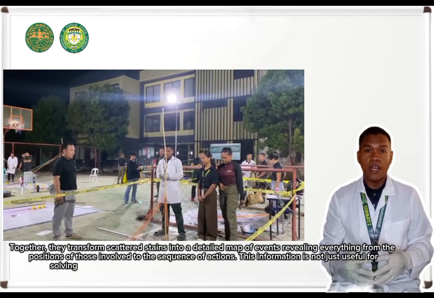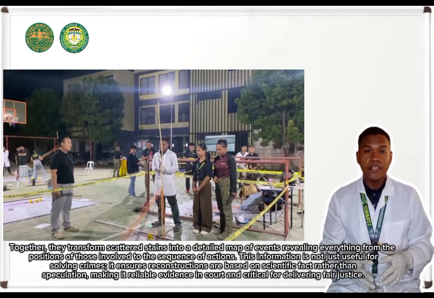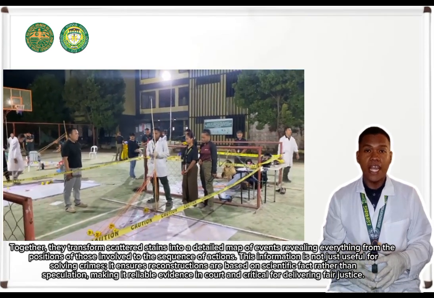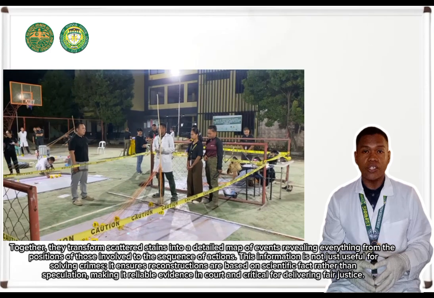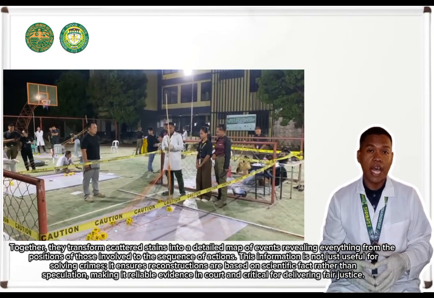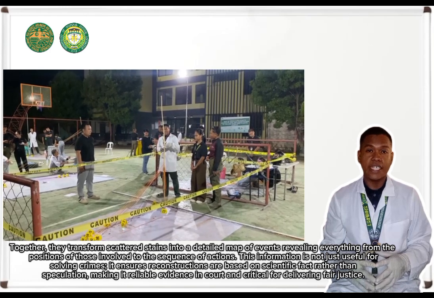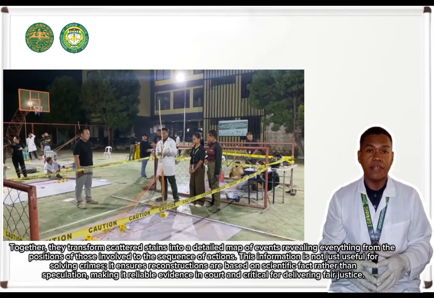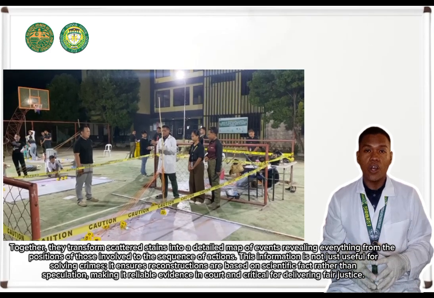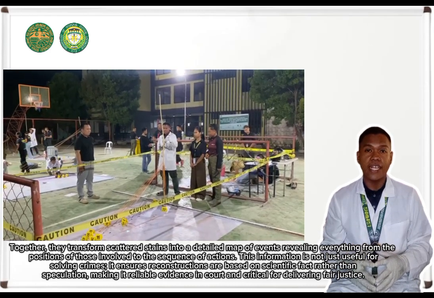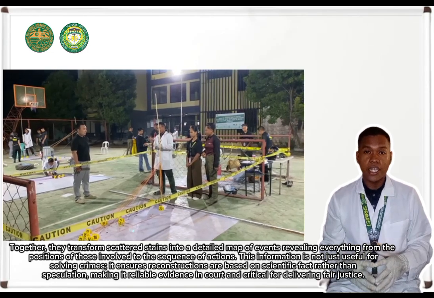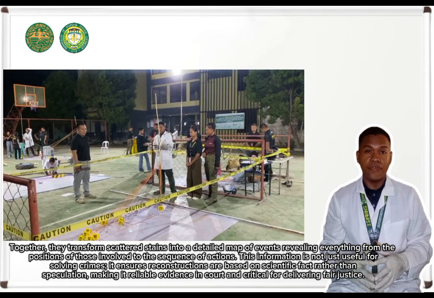Together, this transforms scattered stains into a detailed map of events, revealing everything from the positions of those involved at the crime scene to the sequence of the action. This information is not just useful for solving crimes. It ensures reconstructions are based on scientific facts rather than speculation, making it reliable evidence in court and critical for delivering fair justice.